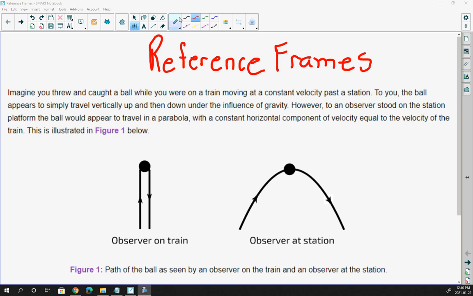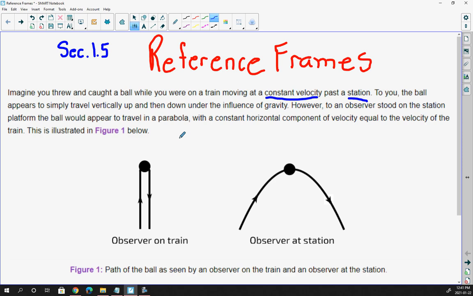Okay, kids, so we're back here talking about something we looked at a little bit in grade 11, reference frames and relative motion. So we'll start with reference frames. We're in section 1.5, and it says, imagine you threw a ball while you were on a train moving at a constant velocity past the station. To you, the ball appears to simply travel up and down under the influence of gravity.